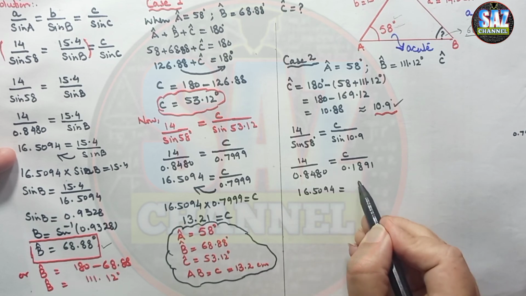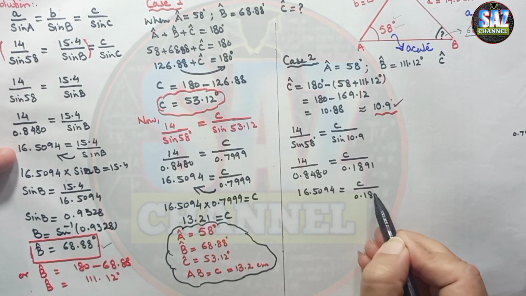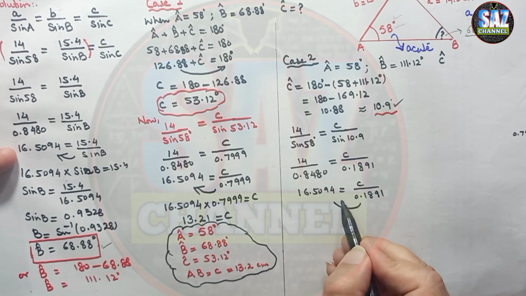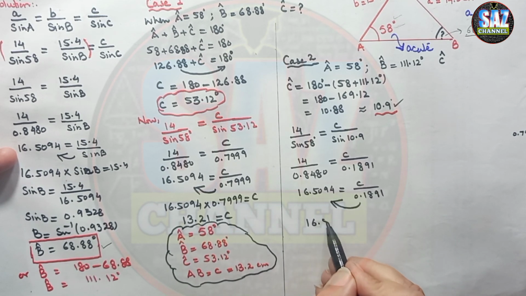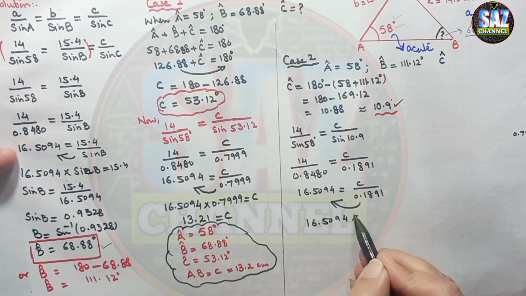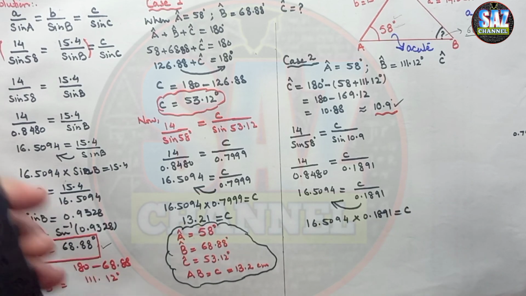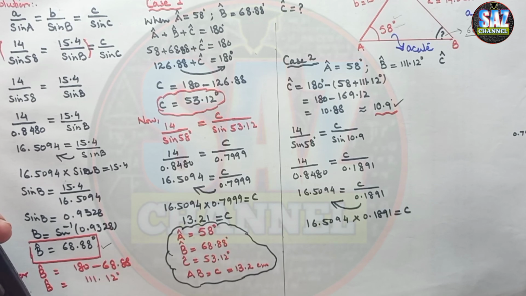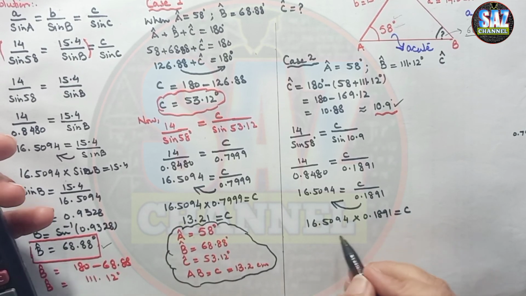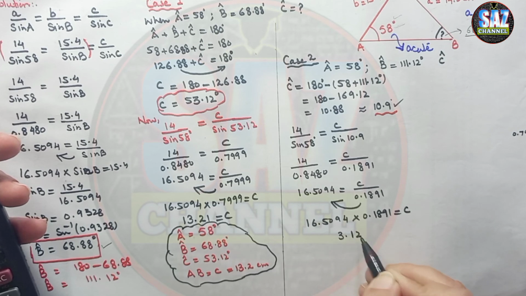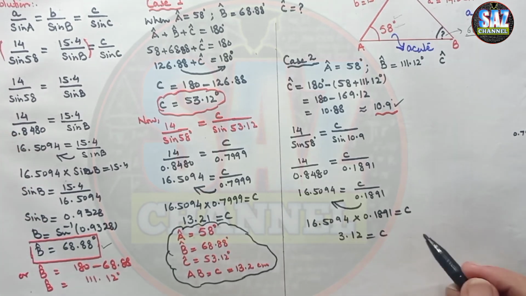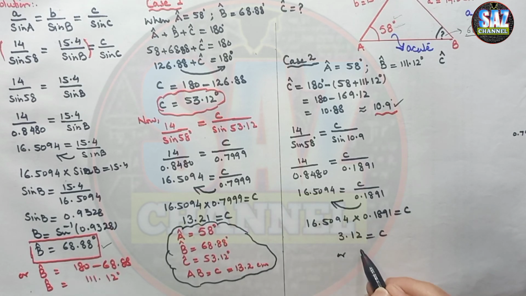16.5094 equals C upon 0.1891. Now go for cross multiplication, that 16.5094 multiplied by 0.1891 equals C. Okay, let me check this calculation. 16.5094 times 0.1891, and this gives me 3.12 equals C. So C is actually AB, which is equal to 3.12 centimeters.